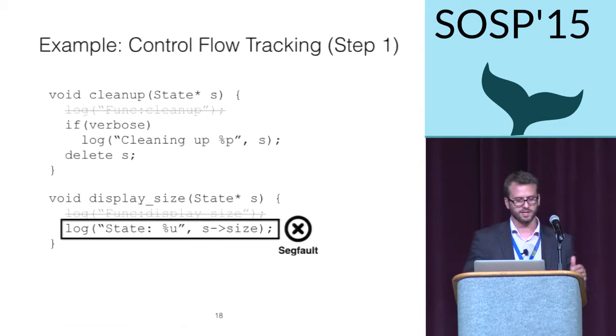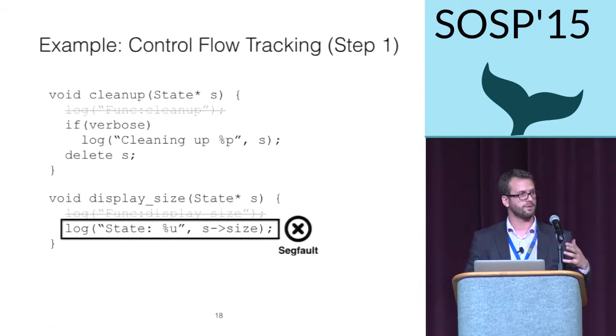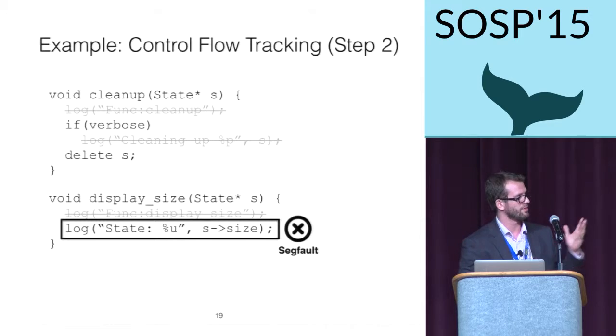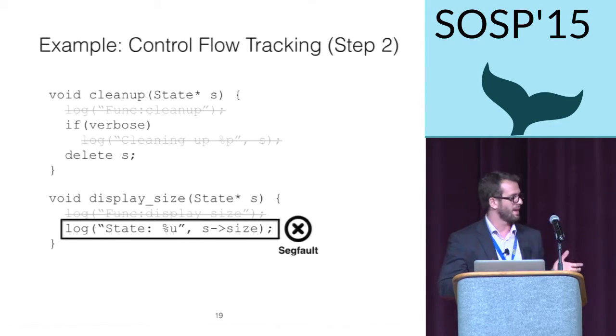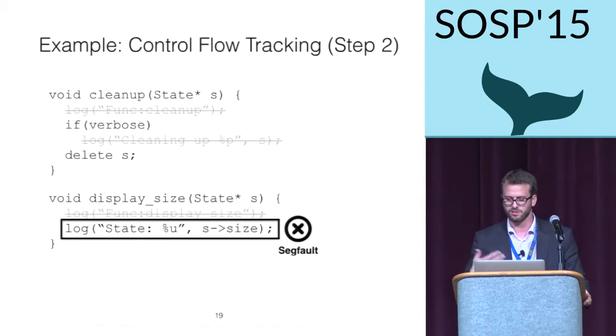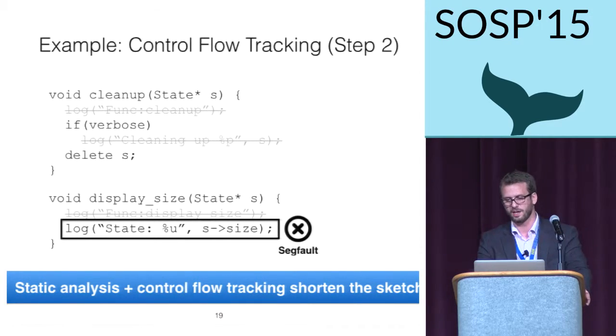So let's go back to our running example for which GIST previously computed a static slice. In our example, when GIST performs control flow tracking for multiple executions in production, it determines that the log line that prints the address of the pointer S in the cleanup function is never executed. This is expected because when a program runs in production, verbose debugging messages are generally disabled in order to not incur high overheads. At this point, I'd like to emphasize the synergy between static analysis and control flow tracking.